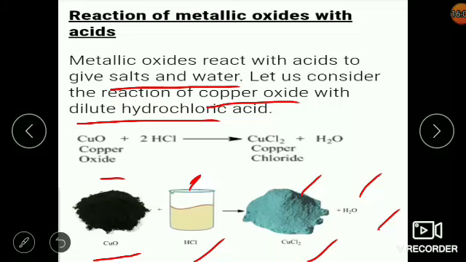We also know this, as we tested metallic oxides with litmus paper earlier in previous class activities, that they are basic in nature. So the same way the reaction goes: base plus acid forms salt and water. Metallic oxides are basic, so if you treat a metallic oxide with acid, you will get salt and water.